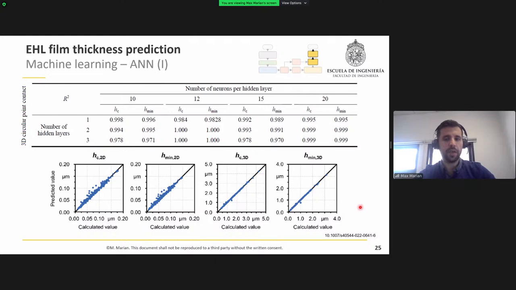Here we can see also the predicted versus calculated values for this kind of configuration. The 3D point contact featured slightly higher R-square values, or better prediction accuracy against the testing data, compared to the 2D line contact, which may be due to the considerably larger database for the latter, and some overfitting basically for the 2D case.